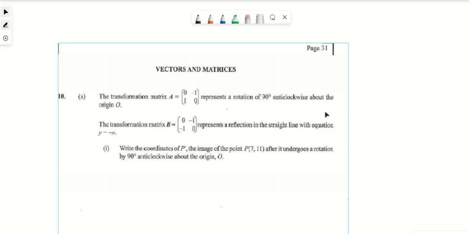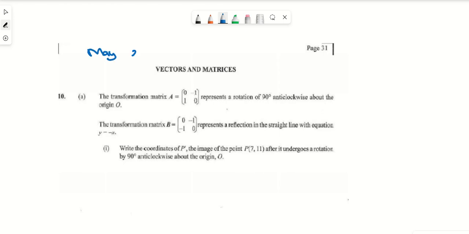Today we are going to do May/June, number 10, which is vectors and matrices. May 2022. All right, this is number 10 that we're going to do.